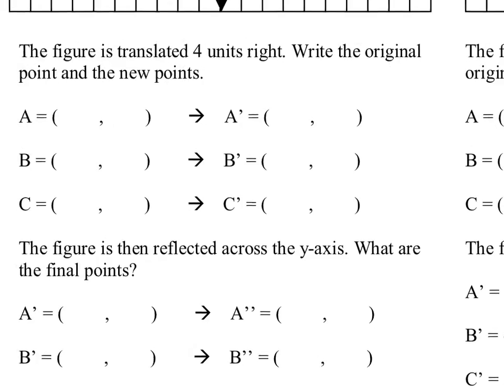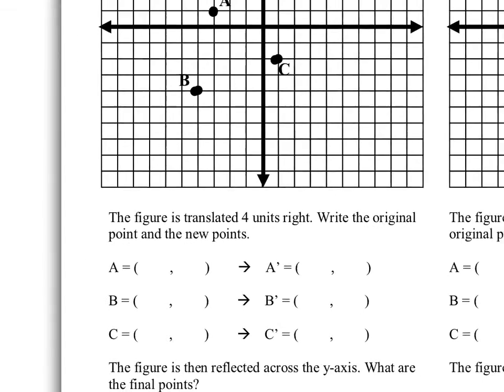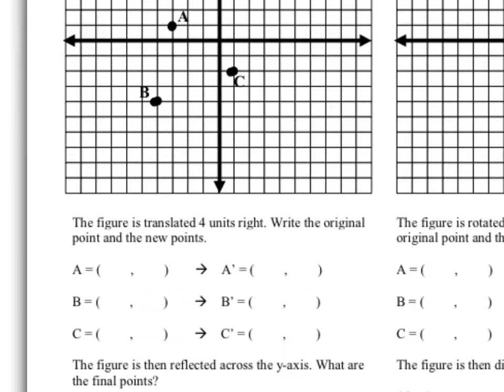So with our first one, we're told that it's translated 4 units to the right. So we're going to start with our original points. For A, we have -3, 1. For B, I've got -4, -4. And for C, I have 1, -2. So I need to translate this 4 units to the right.